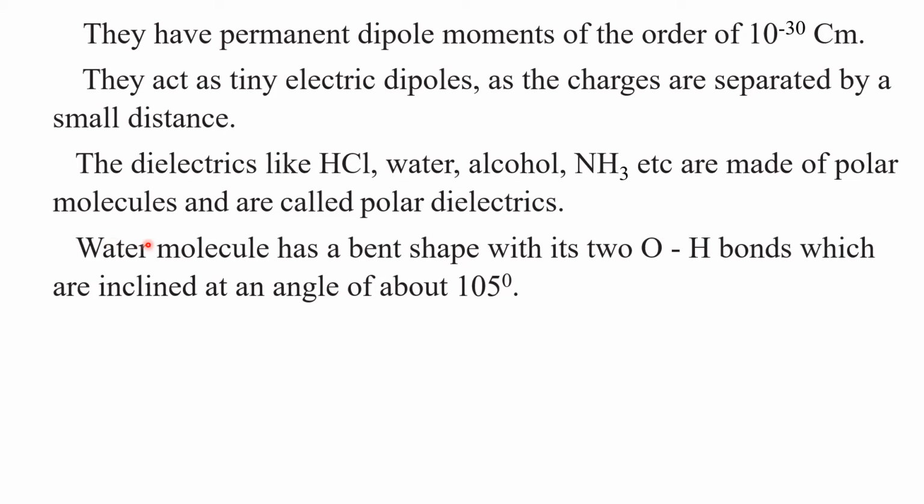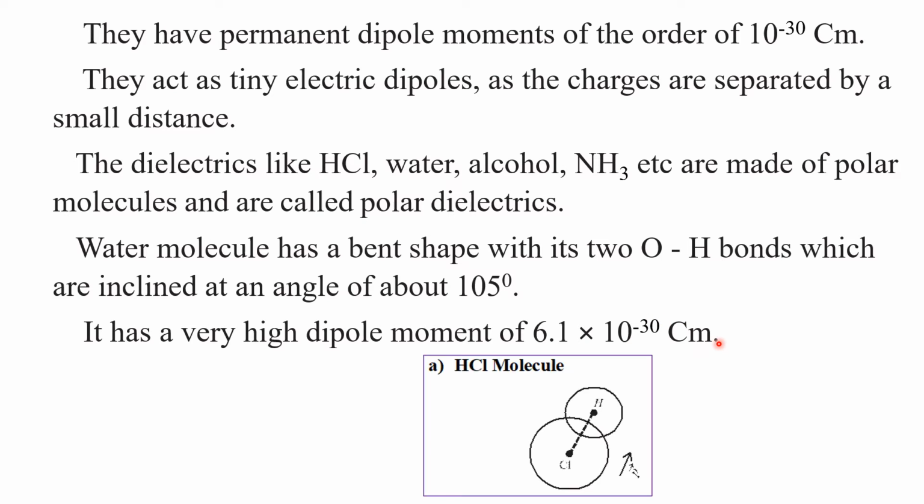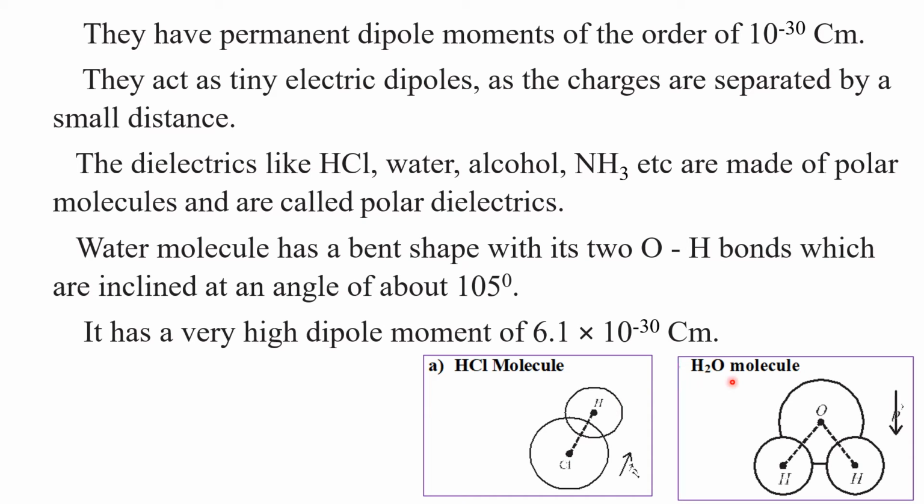For example, the water molecule has a bent shape with its two OH bonds inclined at an angle of about 105 degrees. The water molecule has a high dipole moment, about 6.1 into 10 raised to minus 30 coulomb meter. Here is an example of the HCl molecule, a polar dielectric, and here the H2O molecule, whose angle is about 105 degrees.